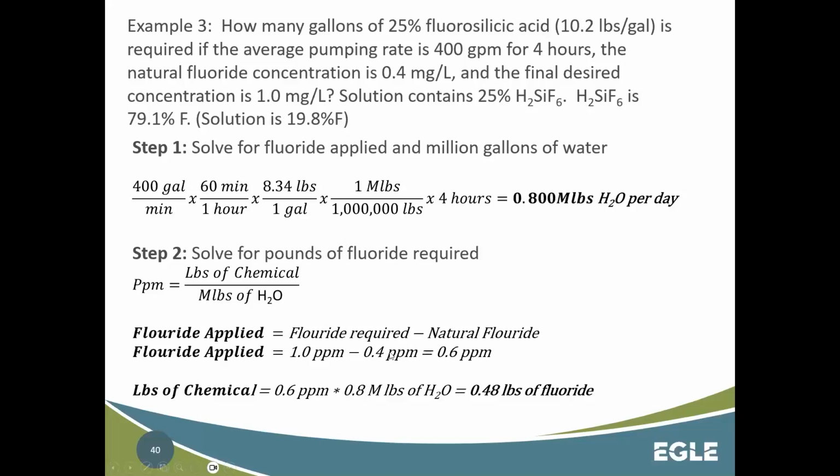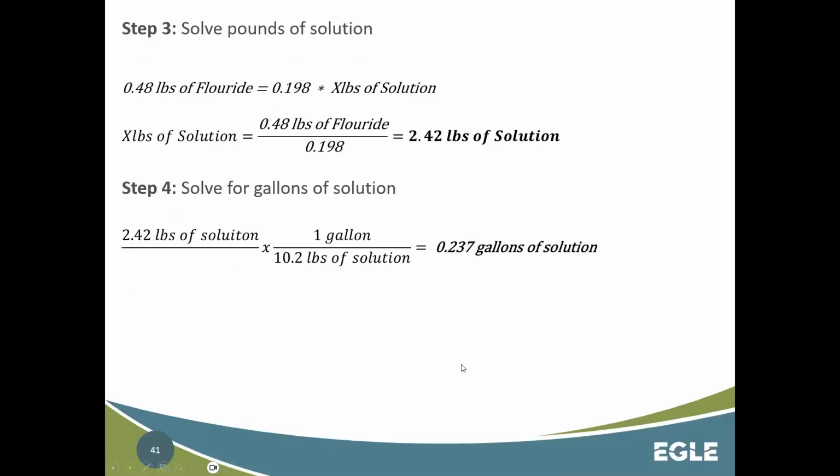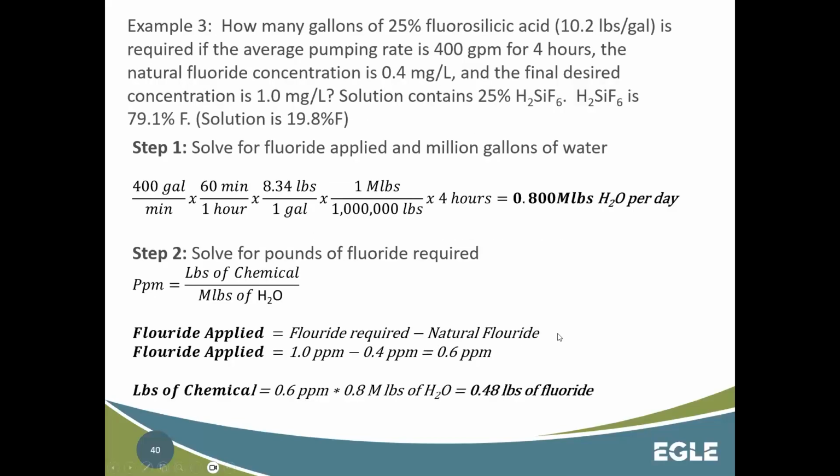Okay. So if we go back up here, we see that there's a natural fluoride concentration in the water. And we're trying to get a final desired concentration of 1. So we'll subtract the 0.4 from the 1 to get 0.6. So we need to feed 0.6 parts per million of fluoride at our drinking water plant. Well, that's the desired. It's what we need to calculate. So that's what we're going to add to the water.